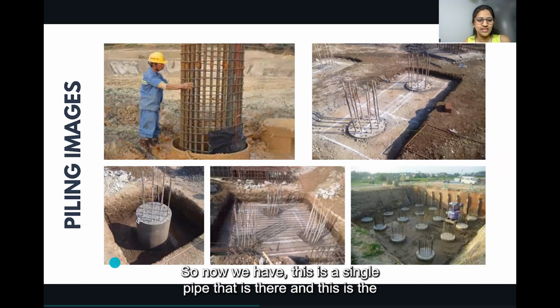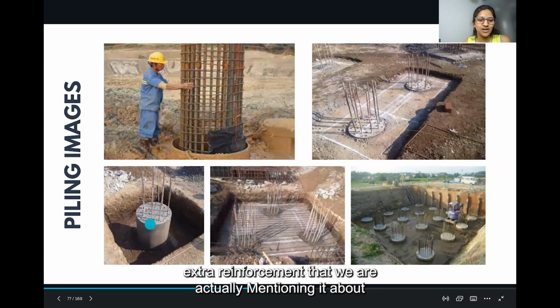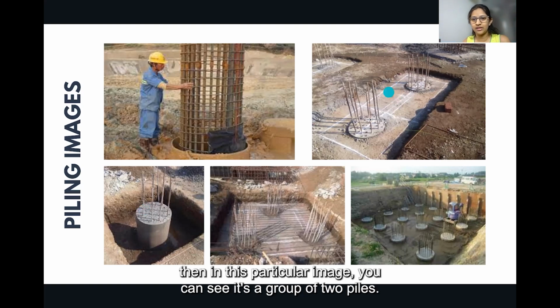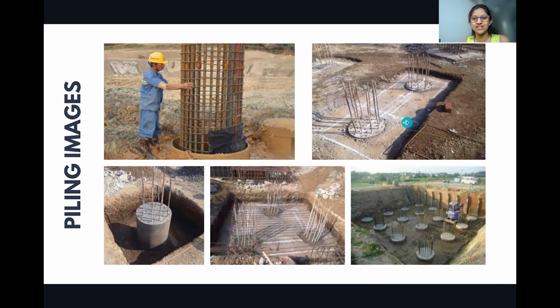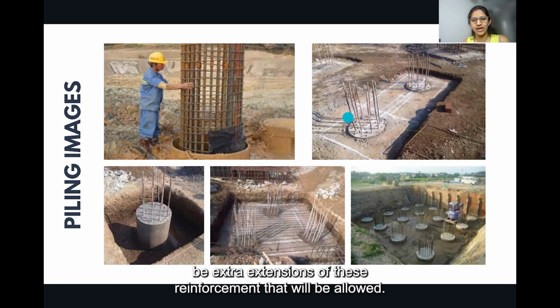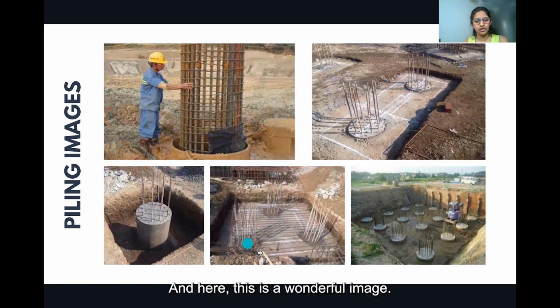So now we have a single pile, and this is the extra reinforcement that we are mentioning above. Then in this particular image, you can see it is a group of two piles. Over here in this group of two piles, there will be extra extensions of the reinforcement that will be allowed.